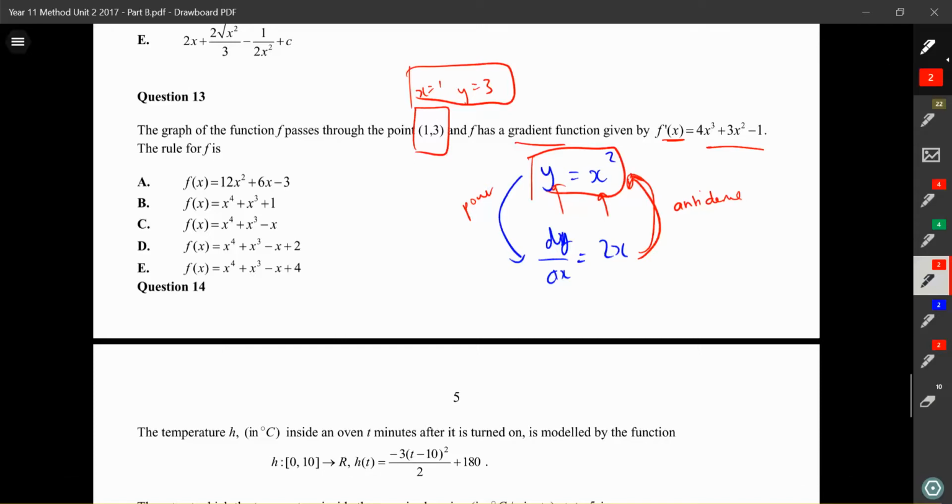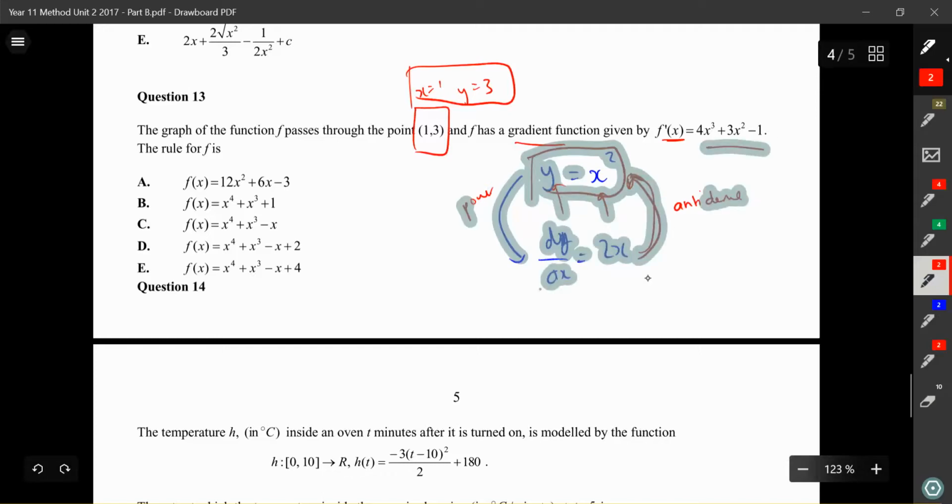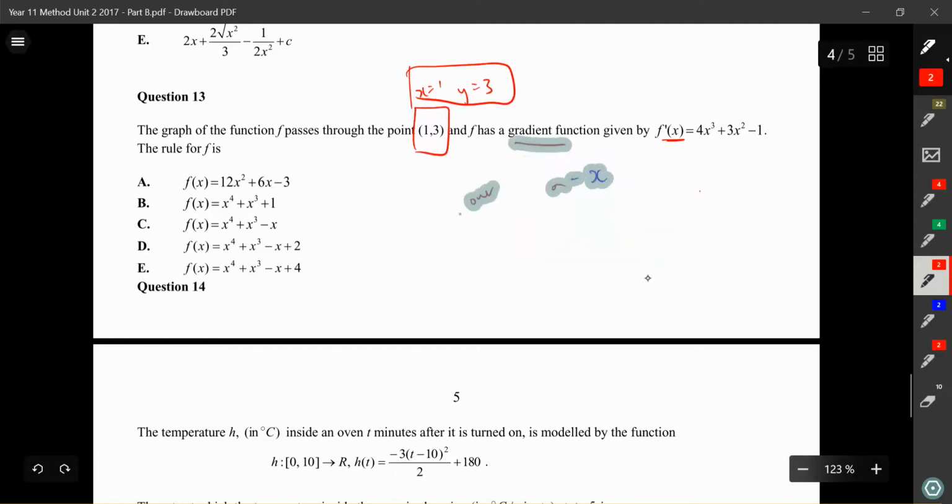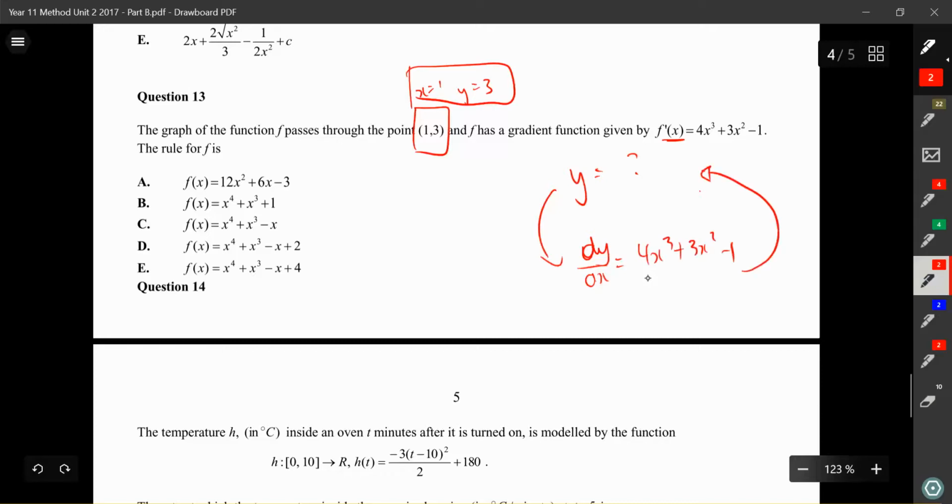Now, if I'm going to do this on the CAS rather than doing it by hand, this is essentially what you're doing. We're going to find the antiderivative of the derivative, because they gave me the derivative. Essentially what they've just done is they said y equals something, I don't know, but I know the derivative dy/dx is equal to 4x cubed plus 3x squared minus 1. So if you antiderive that, it should give you the original function with a plus c.